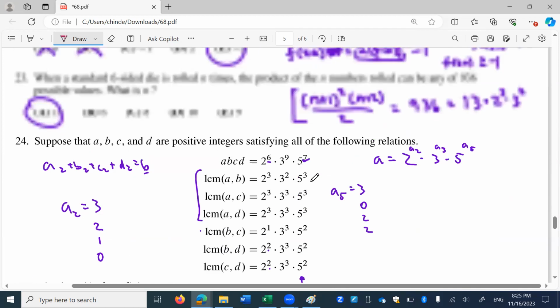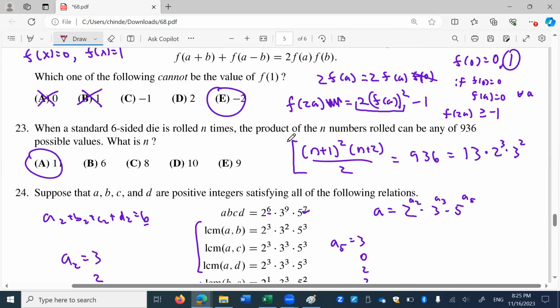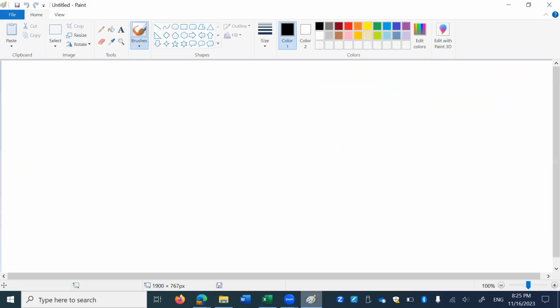Okay, so that's the contest. The last piece to explain is how do we get this equation for the number of possible products when you roll a die n times and multiply out all the values. So I'll explain that on a separate sheet of paper here.